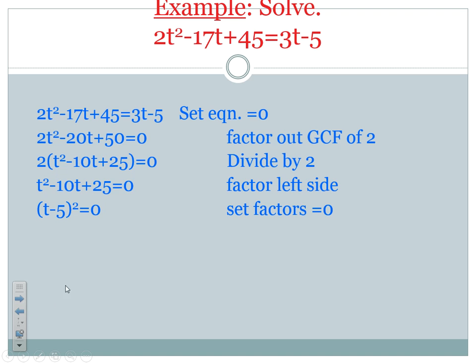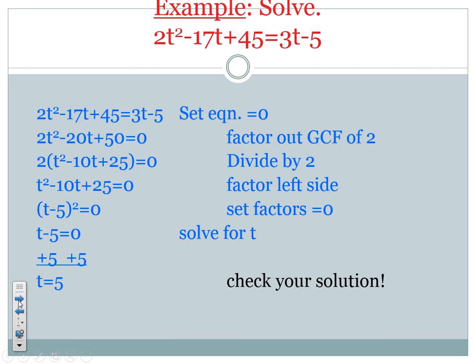So now we're going to set each factor equal to 0, and then we solve for t. And t is equal to 5. And of course, to check our solution, we would go back up to our original equation, and everywhere we see a t, we would replace that t with 5. We will then work out the left side, then work out the right side, and see if the answer we get on the left is the same as what we get on the right.